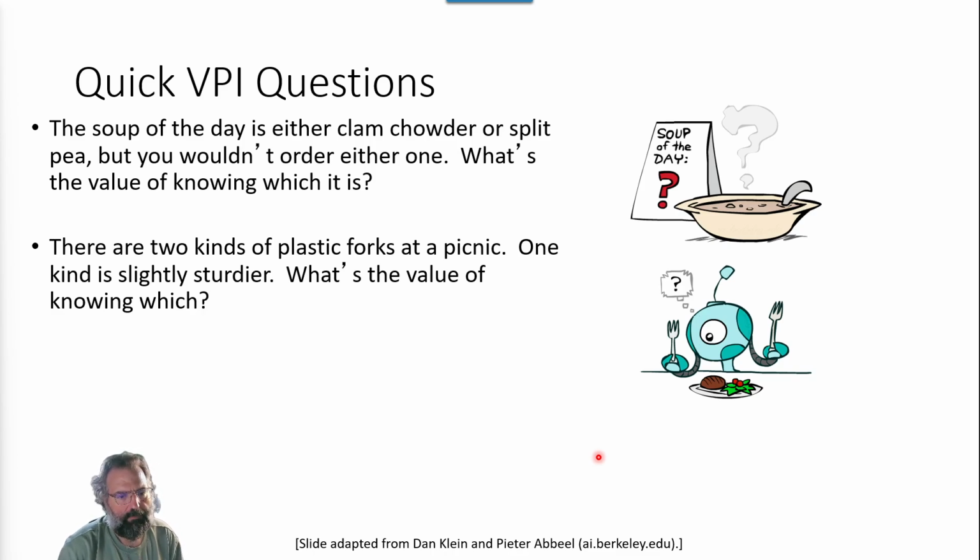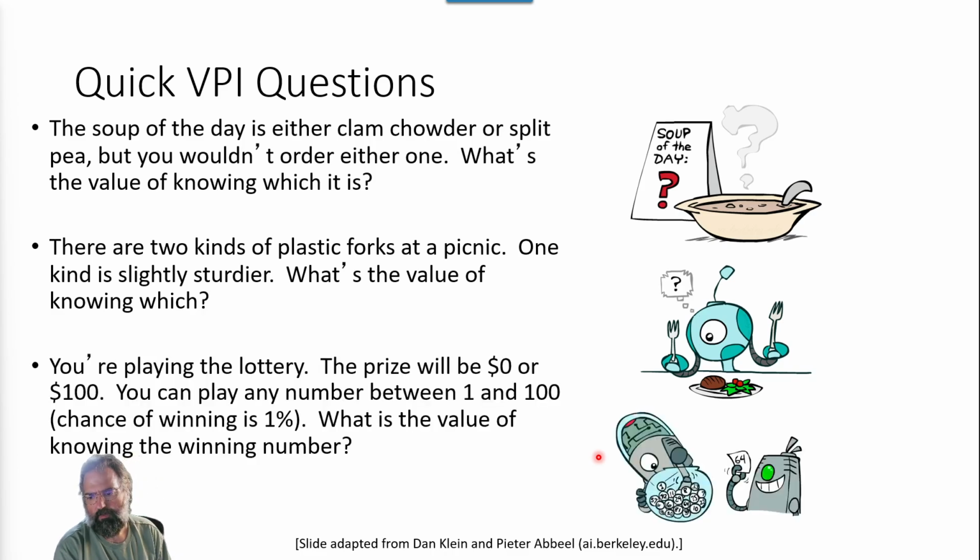There are two kinds of plastic forks at a picnic. One is slightly sturdier than the other. What's the value of knowing which is which? Probably depends on what it is you're eating. And so if it's something hard like a steak, then it's probably going to be more important to know which is which. You're playing the lottery and the prize will be $0 or $100.